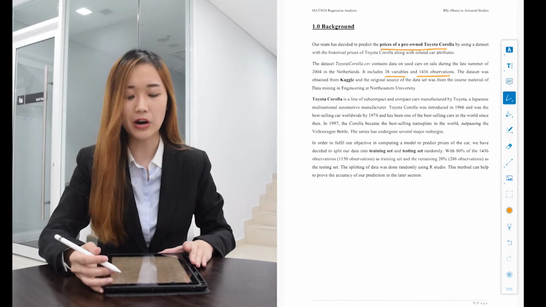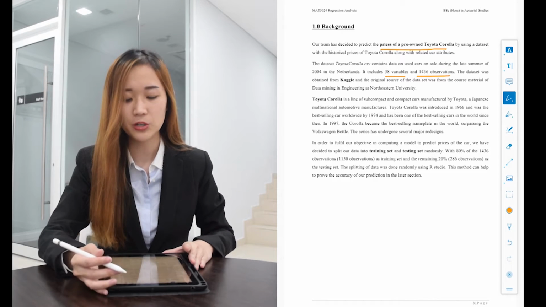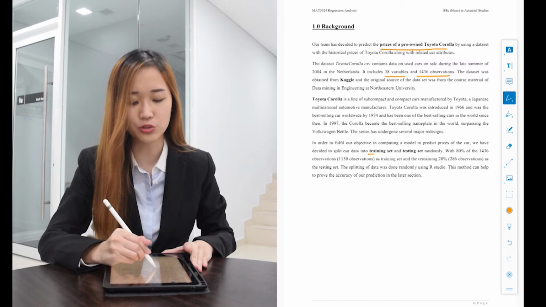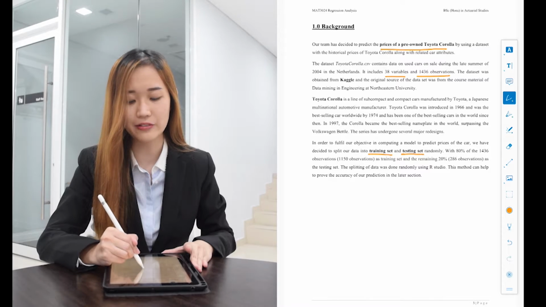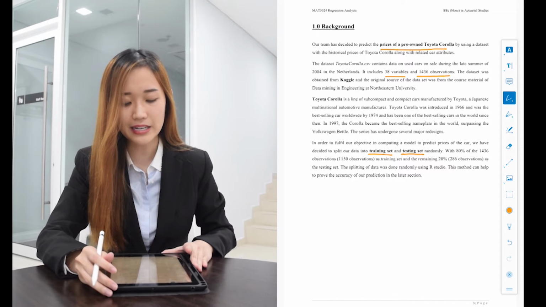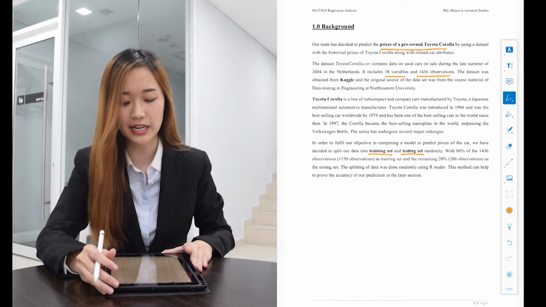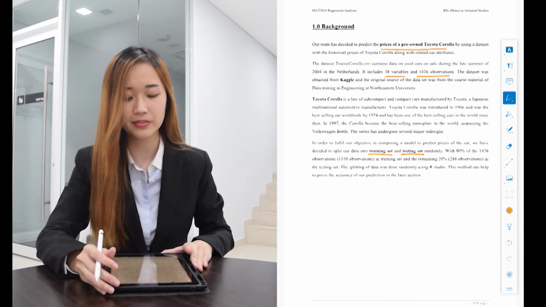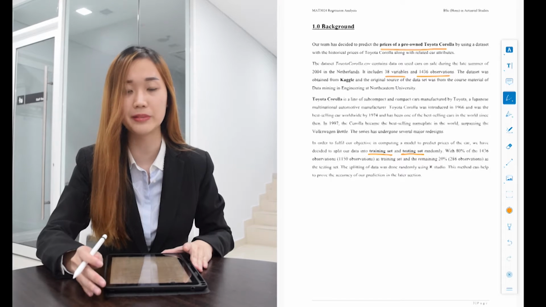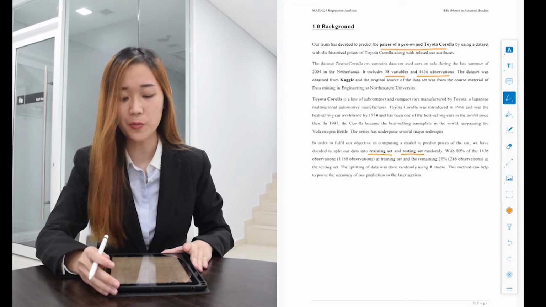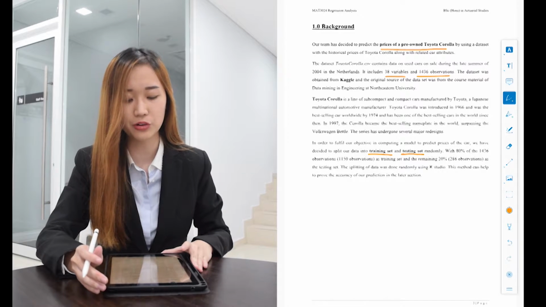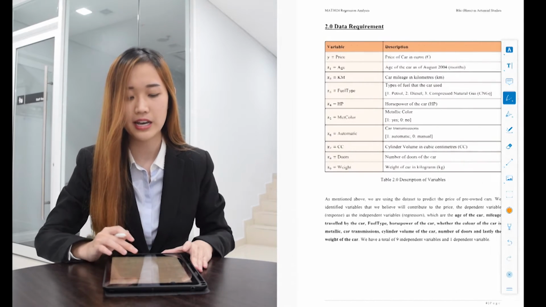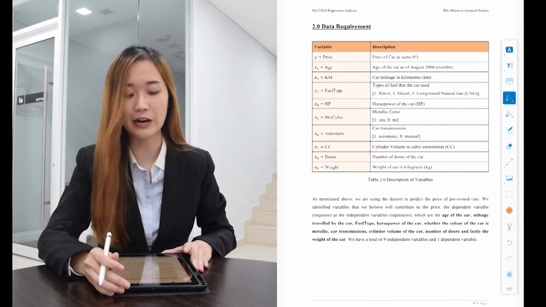In order to fulfill our objective in computing a model to predict the price of a car, we have decided to split our data into a training set and a testing set randomly, with 80% of the observations as the training set and the remaining 20% as the testing set. The splitting of data was done randomly by using RStudio. This method can help to prove the accuracy of our prediction in the later section. And I'll proceed to the data requirement.